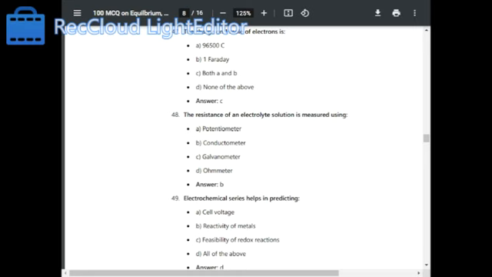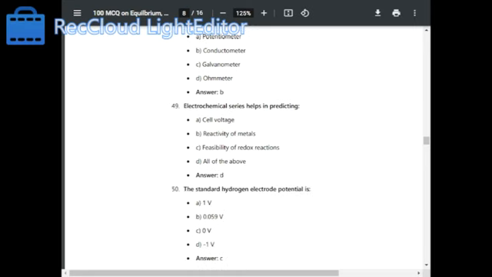Question number 49. The electrochemical series helps in predicting option A cell voltage, option B reactivity of metals, option C feasibility of redox reaction, option D all the above. The correct answer is all the above, because electrochemical series helps in predicting cell voltage, reactivity of metals and feasibility of redox reaction. So hence option D is correct.